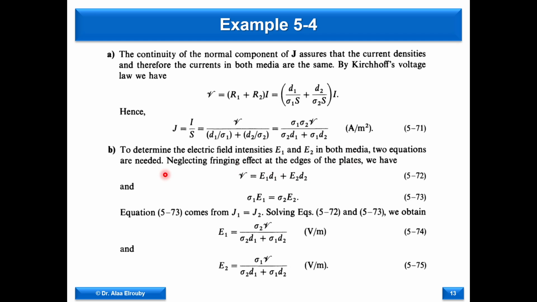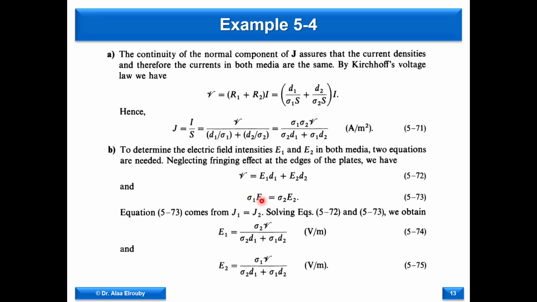Number one, we need to find the electric field intensity in each medium. We know that the potential difference equals the integral of E dot dl, and here it equals E1 multiplied by D1 plus E2 multiplied by D2. We solved this problem before, where the electric field is uniform in both media, so we can find the relationship between them. This is unknown, this is unknown; D1, D2, and phi are known.